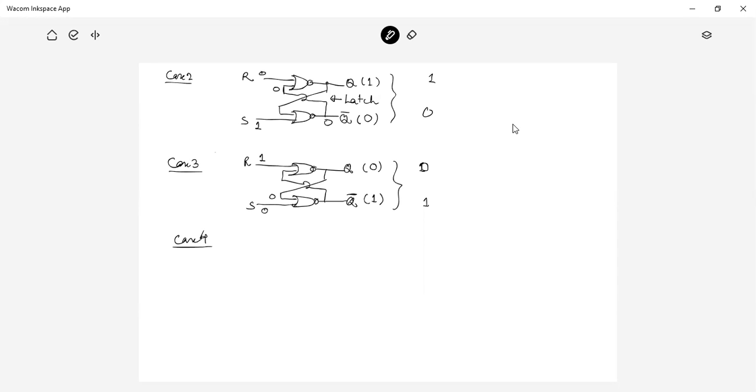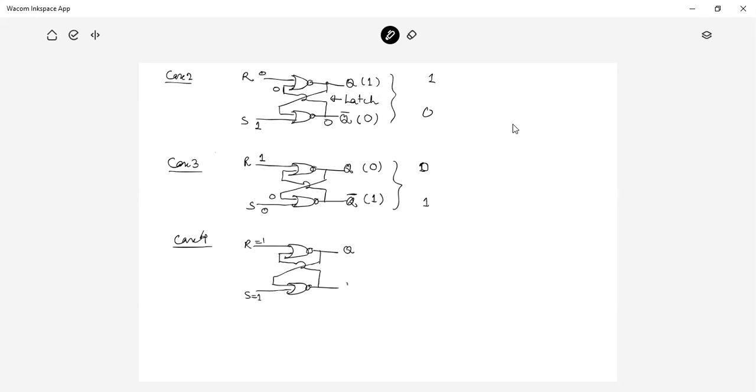In case number 4, we see this is NOR. And these two inputs are R and S. R is 1 and S is 1. R is 1, S is 1. So these are the connections of latches.